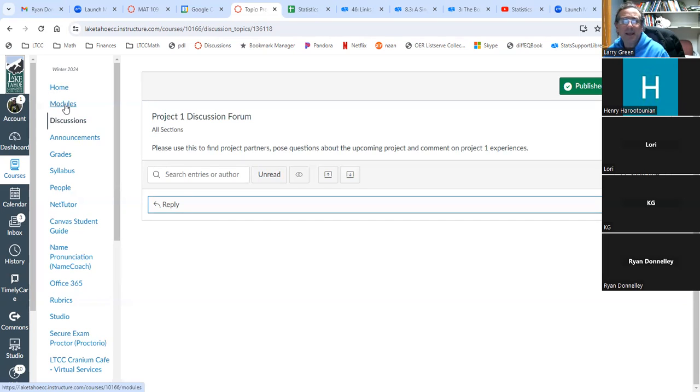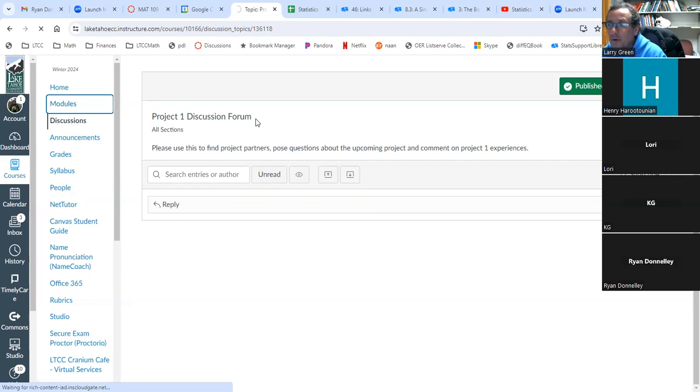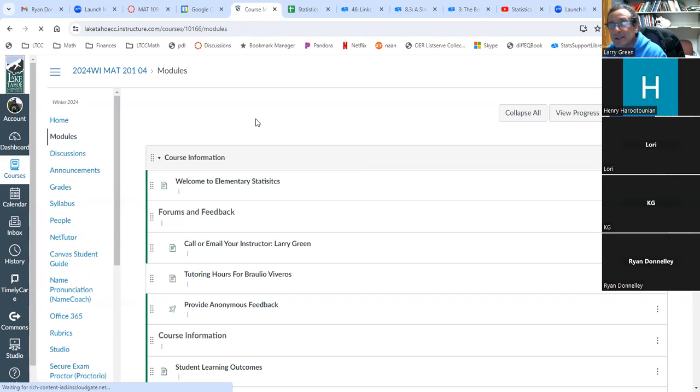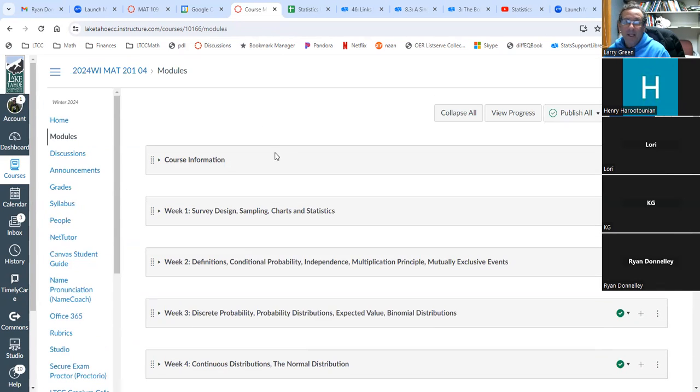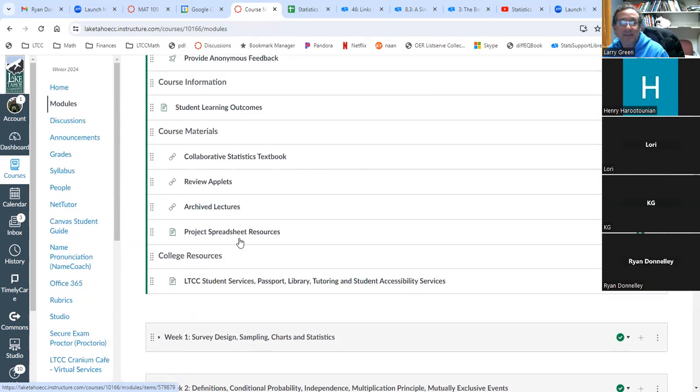Okay, then the main thing, and next week, the modules will be the home screen. Right now I have the syllabus for the first week, but that changes to the modules. And these are the modules. If you go to course information, it gives you all the stuff I showed you on the syllabus.